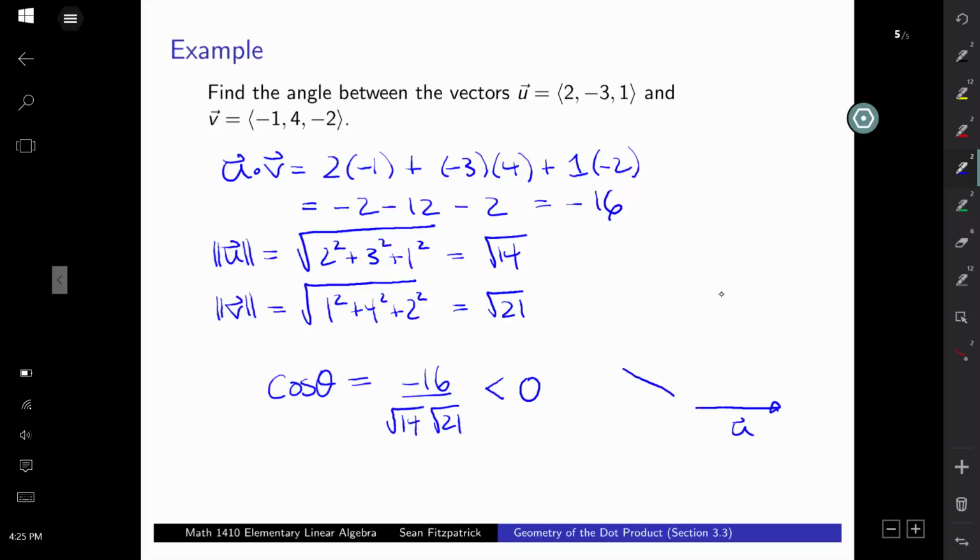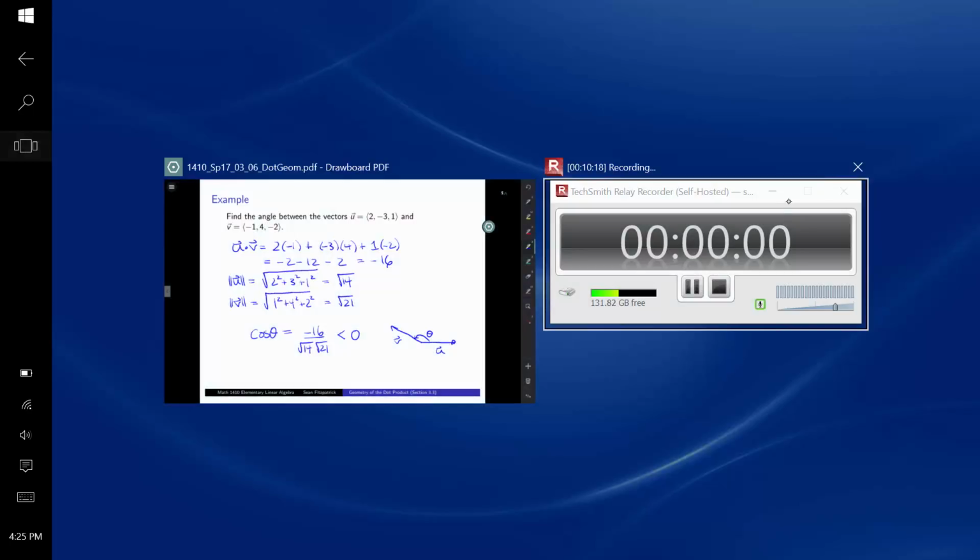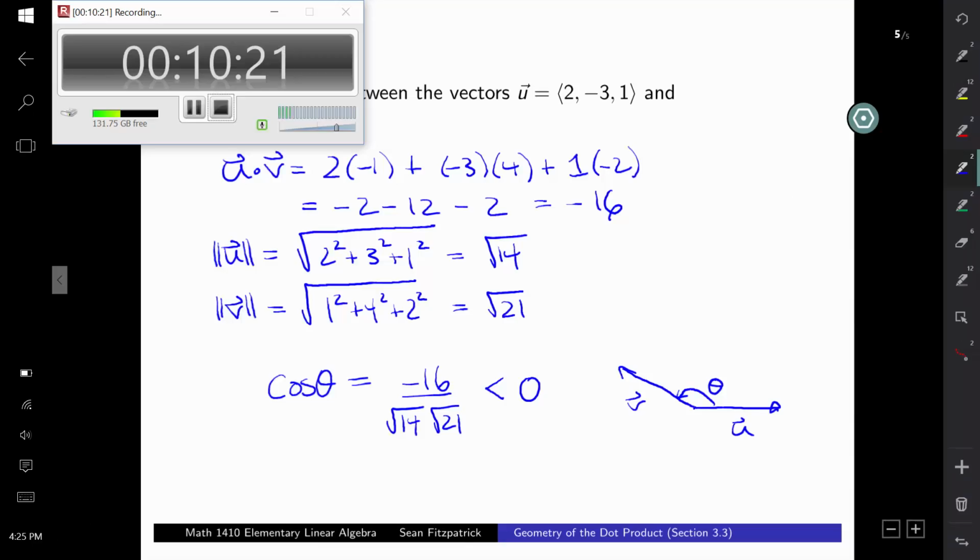If we were drawing them, we would have something that looks like this. Okay, so we'll stop here for this video, and in the next one we're going to start mining this definition of orthogonality, and we're going to see that there are a lot of things you can actually do with orthogonality. So that's where we're going next.